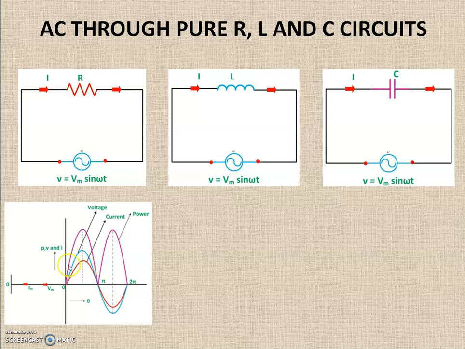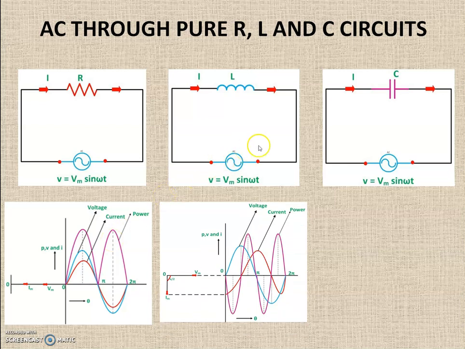Here the instantaneous power is also shown. This one is the instantaneous power. From the figure you can see that the instantaneous power is always positive because it is given by the product of instantaneous voltage and current. Here both voltage and current are positive, so the power will be positive, and here both voltage and current are negative, so the power will be positive because the product of two negative quantities is positive. That is the case of a pure resistive circuit.